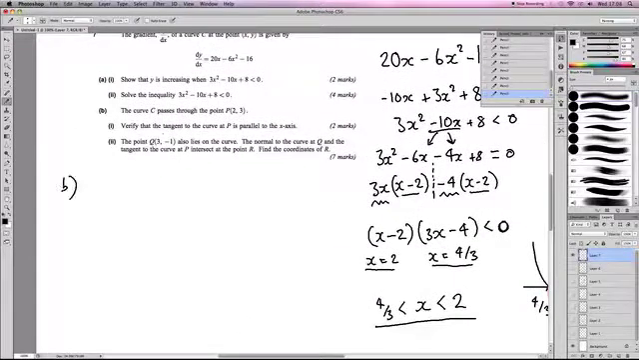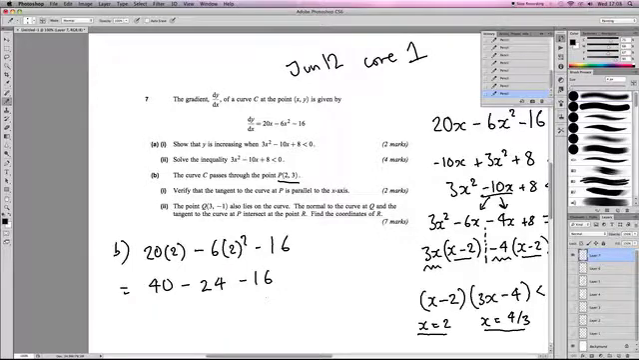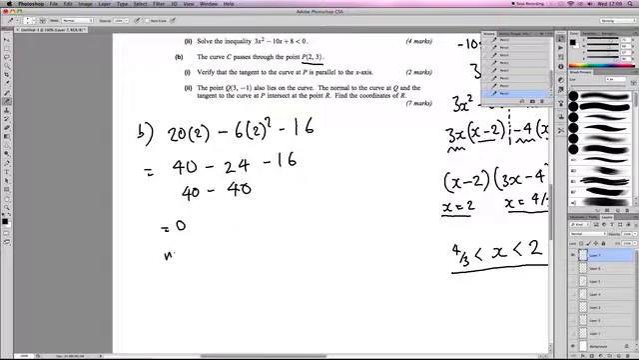Part B. The curve passes through P, 2 and 3. Verify that the tangent at P is parallel to the x-axis. So I'm going to substitute 2 into this equation right here. So it's going to be 20 times 2 minus 6 times 2 squared minus 16. And that gives me 40 minus 24, minus 16. I hate mental maths. That gives me 40. 40 minus 40 is 0. So my gradient is 0.